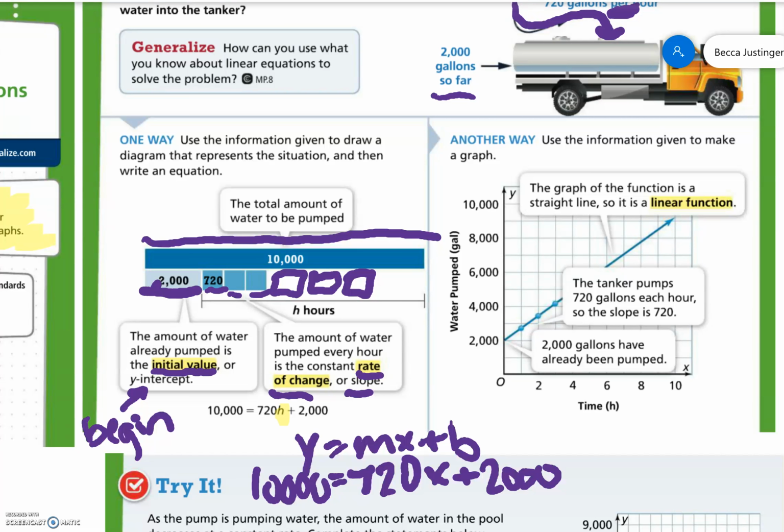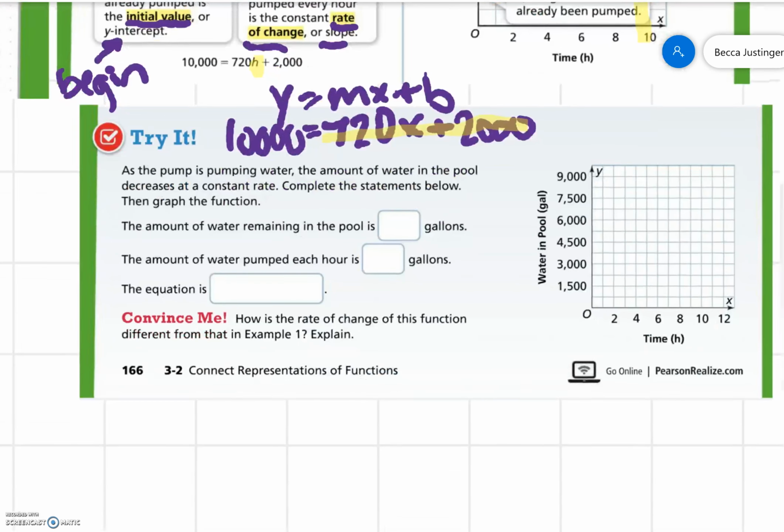Another way to do this is to graph it. Same thing, we'd use the formula. Start at 2,000, that's our y-intercept, and use the slope of 720 over 1. Then we just follow it across from 10,000 and down to figure out how many hours it would take. Also, we can see that this is a straight line, so that's a linear function. All right, let's try it.